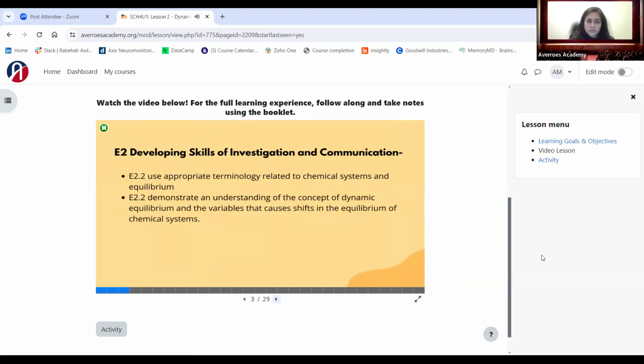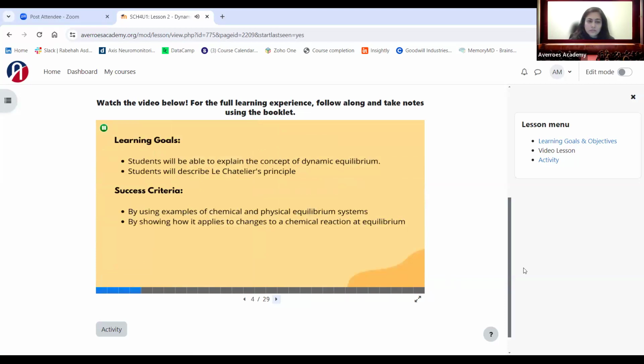Further, here are the rest of our curriculum expectations, which you can read over on your own. More specifically and more importantly are our learning goals and success criteria. So students will be able to explain the concept of dynamic equilibrium and describe Le Chatelier's principle. And success criteria, by the end of this lesson, you should be able to use examples of chemical and physical equilibrium systems and show how it applies to changes to a chemical reaction at equilibrium.